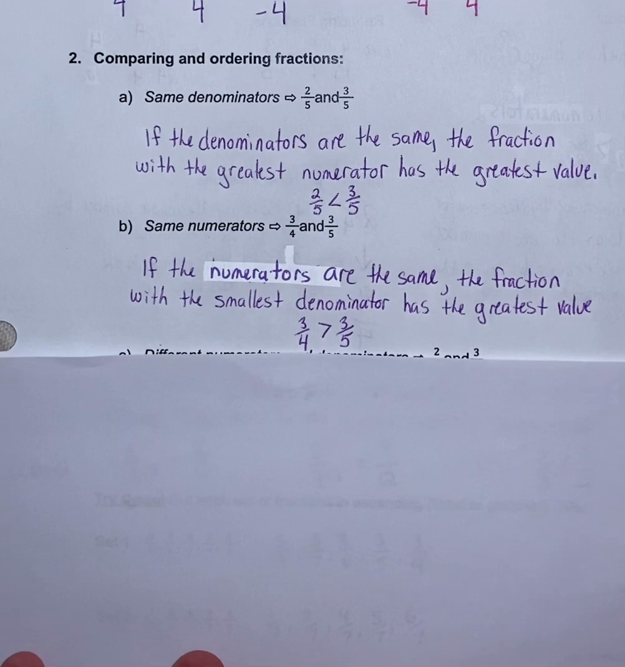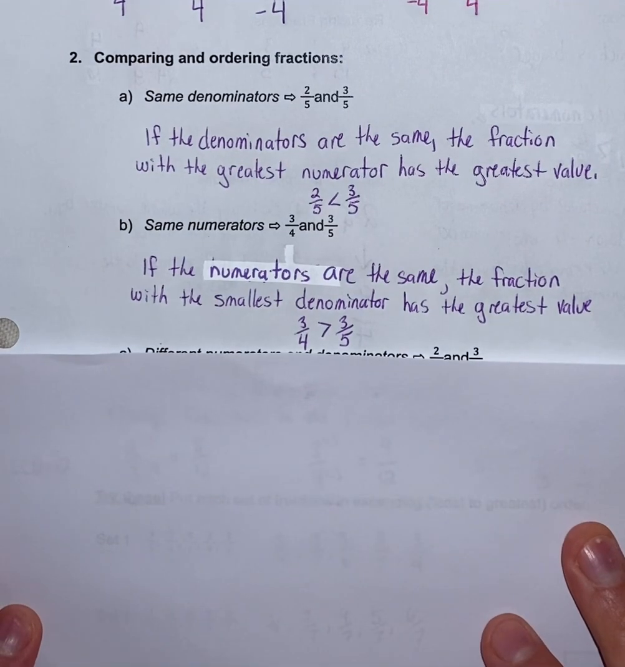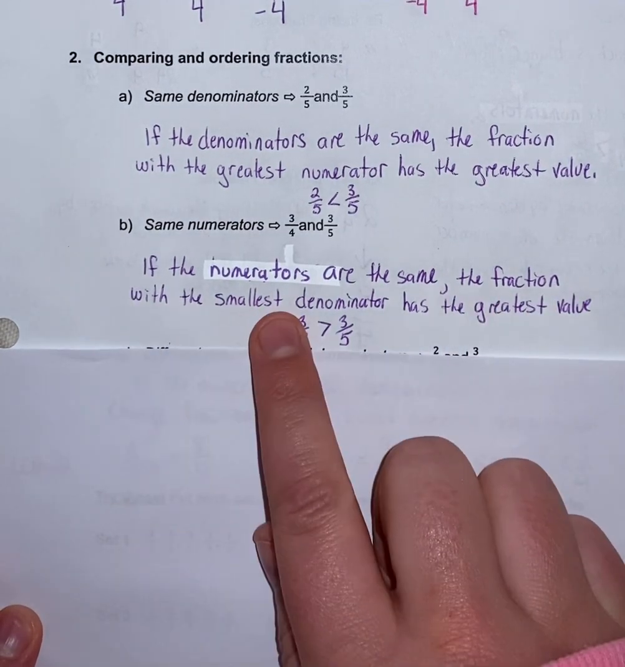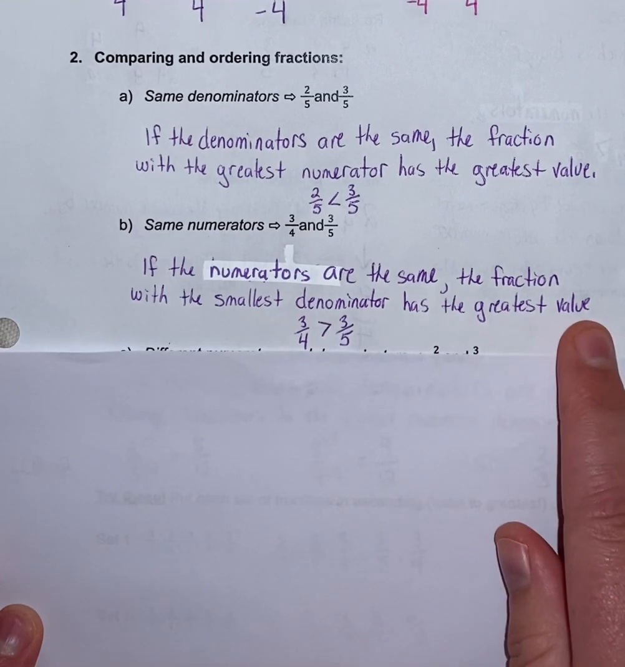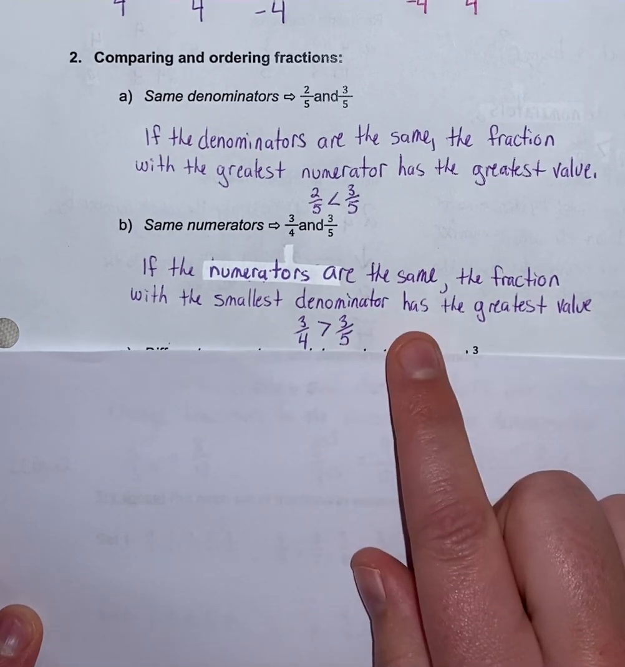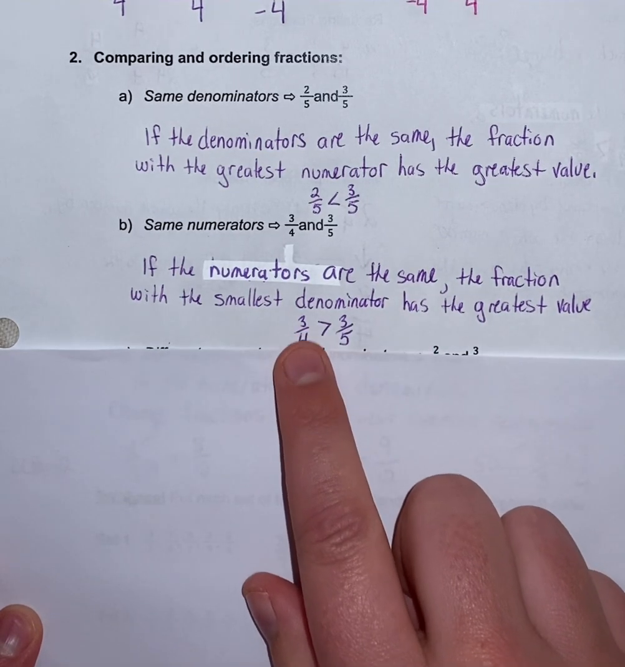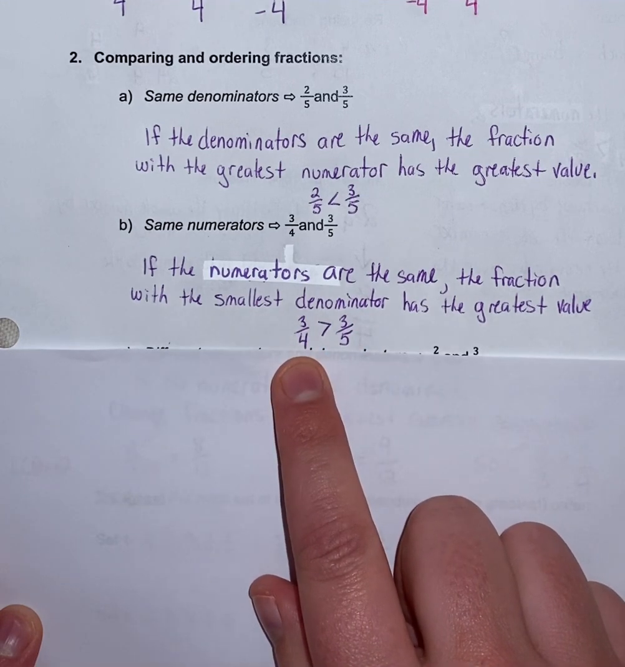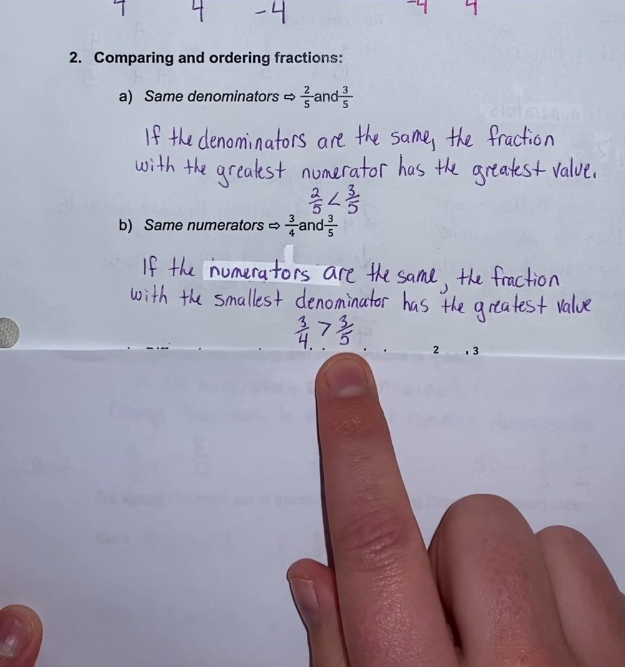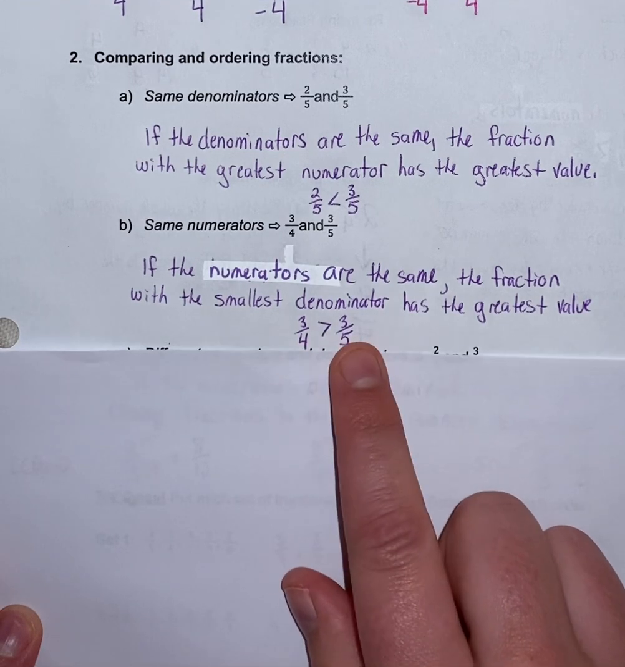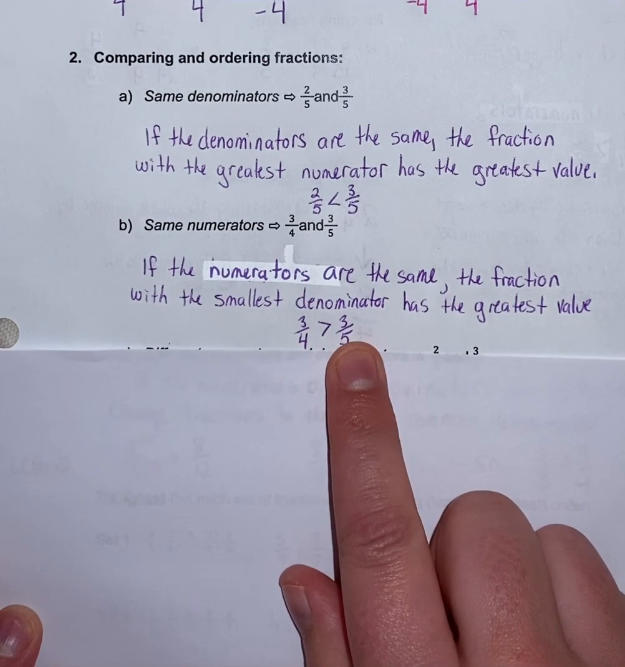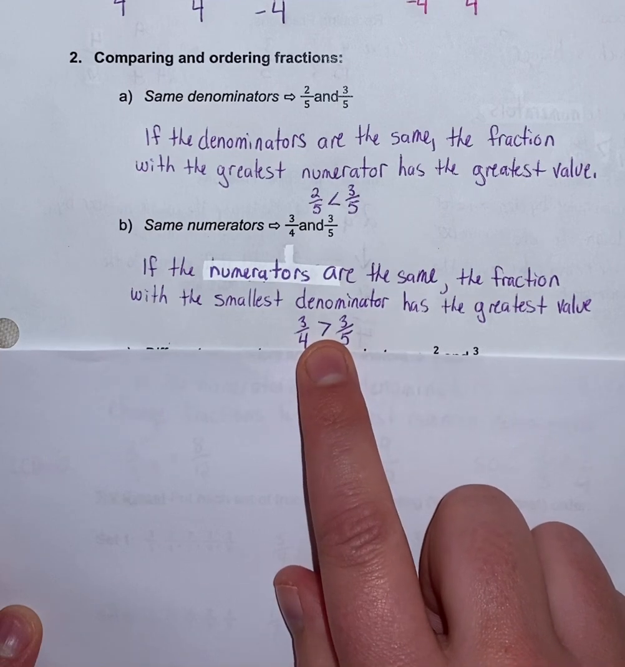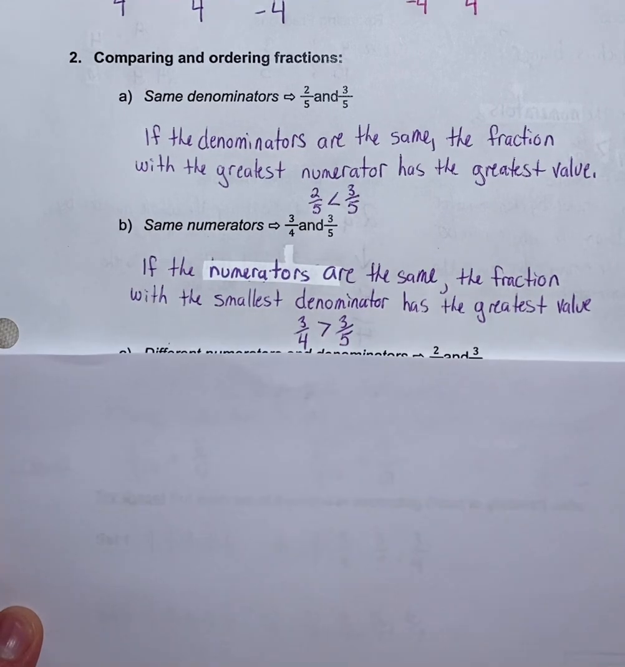If you have the same numerator, if the numerators are the same, the fraction with the smallest denominator has the greatest value. And that just means that you've divided your pizza into fewer pieces. So if you have 3/4 versus 3/5, if I've divided my pizza into quarters, I'm going to get bigger slices than if I divided it into 5 pieces, which means 3/4 is bigger than 3/5, is greater than, because my crocodile wants to eat the larger one.